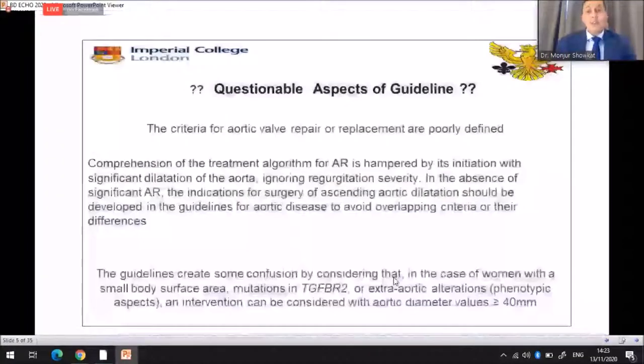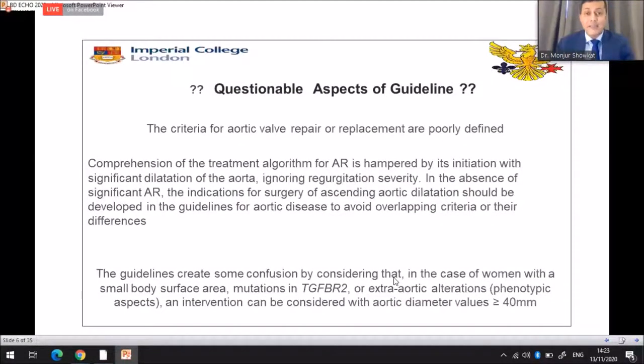What is the questionable aspect of that guideline published back in 2017? The criteria for aortic valve repair or replacement are poorly defined. I think when the working group sits next time, they will probably focus more on it, because aortic valve repair is gradually becoming popular. The committee will need to think more.